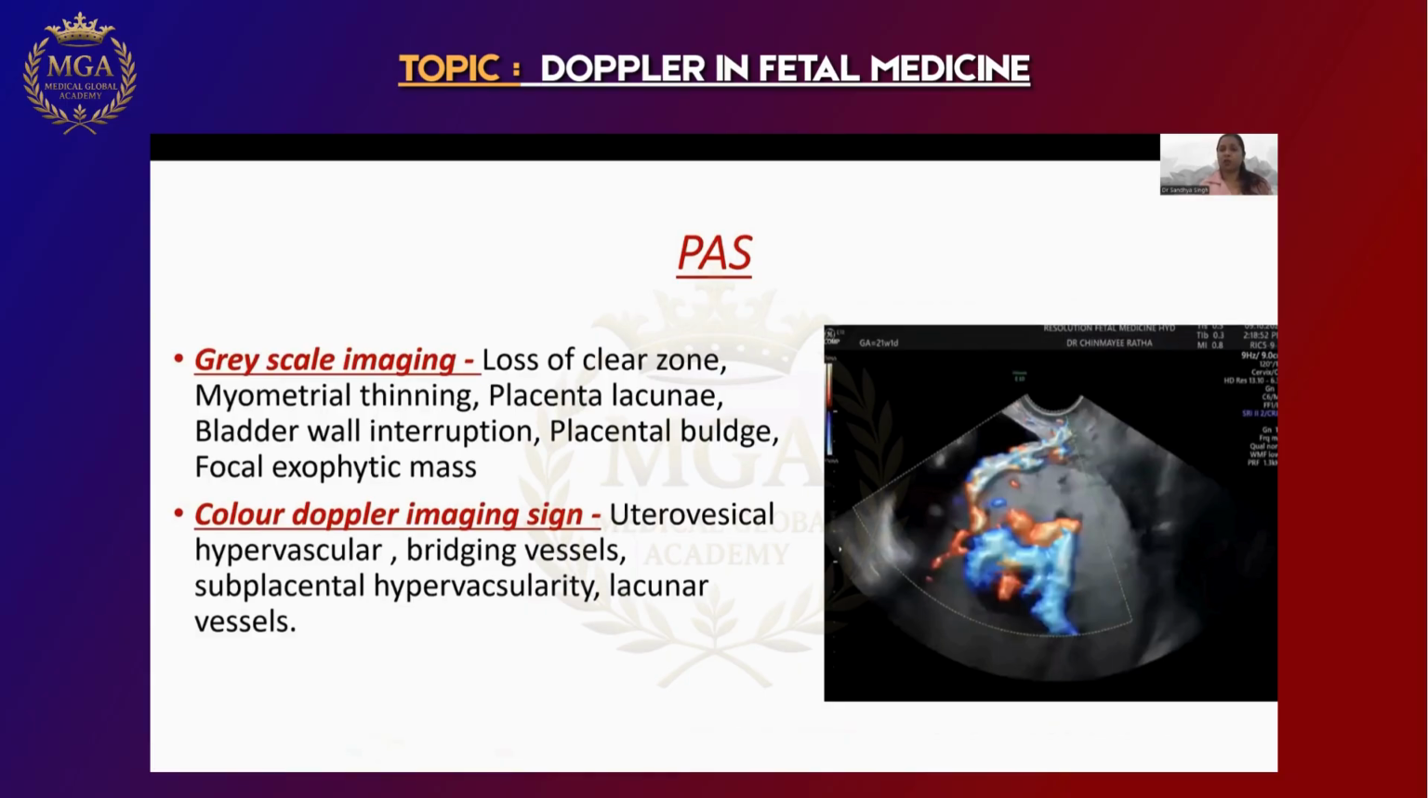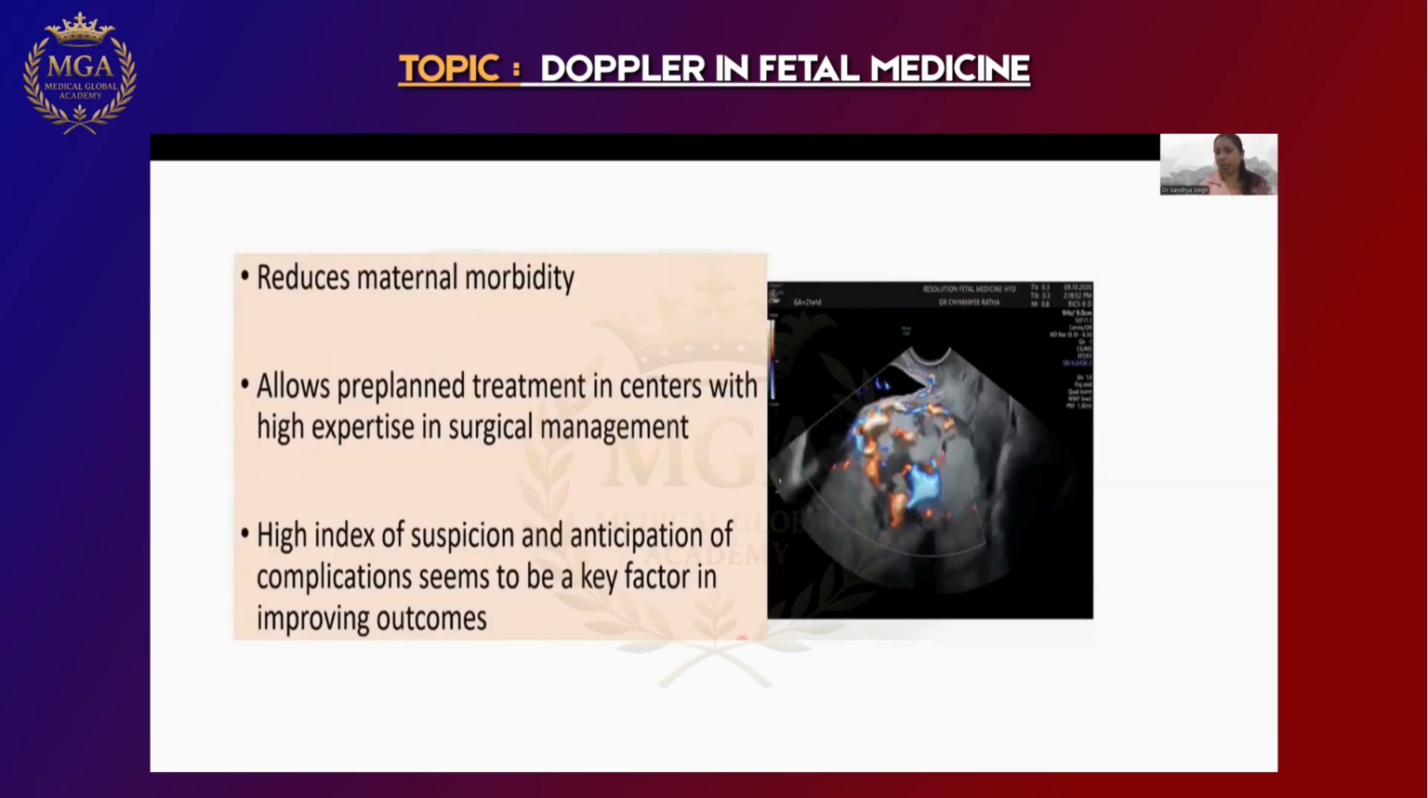Now, coming to PAS, what is placenta accreta spectrum? With the advent of color Doppler imaging, we are picking up placenta accreta so easily because of these vessels. When we put on the color, we can easily see this hypervascularity. We see vessels bridging, a good amount of flow in the lacunae, and this helps us pick placenta accreta very easily. Unless we suspect and pick it up, we cannot help the mother.